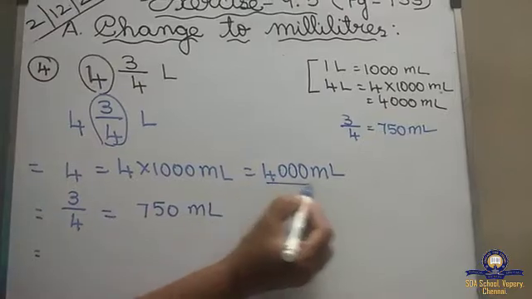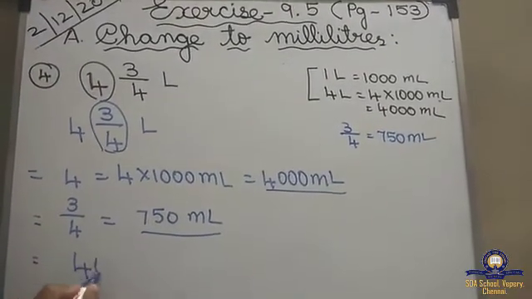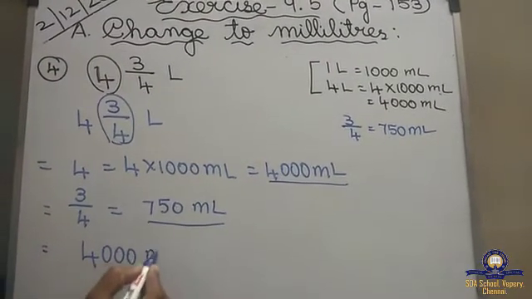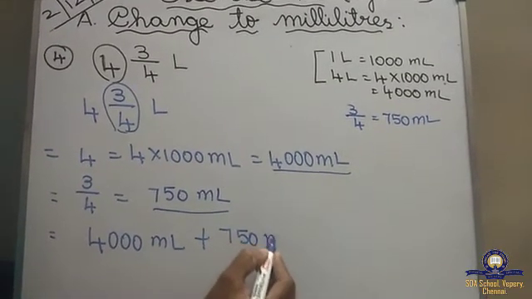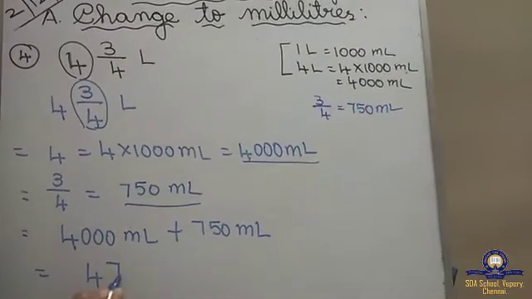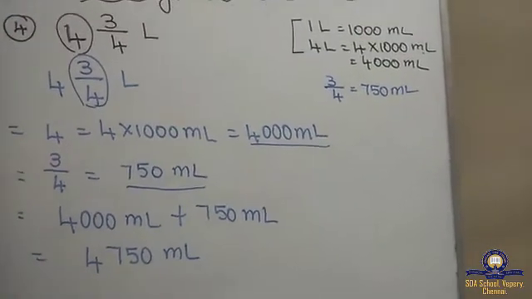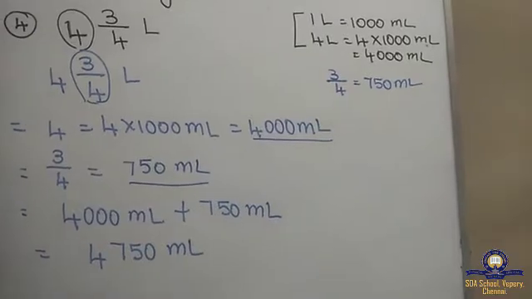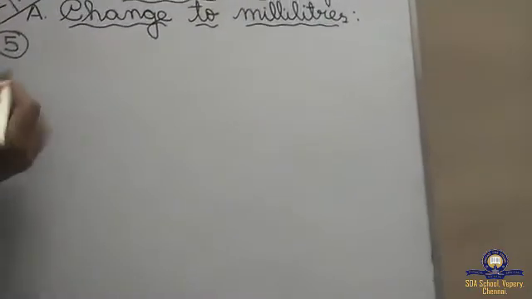So, you have to add this 4000 and this 750. So, 4000 ml plus 750 ml is equal to 4750 ml. Understood, children? It's very easy, I think so. Okay, children? We'll see the fifth sum, children.